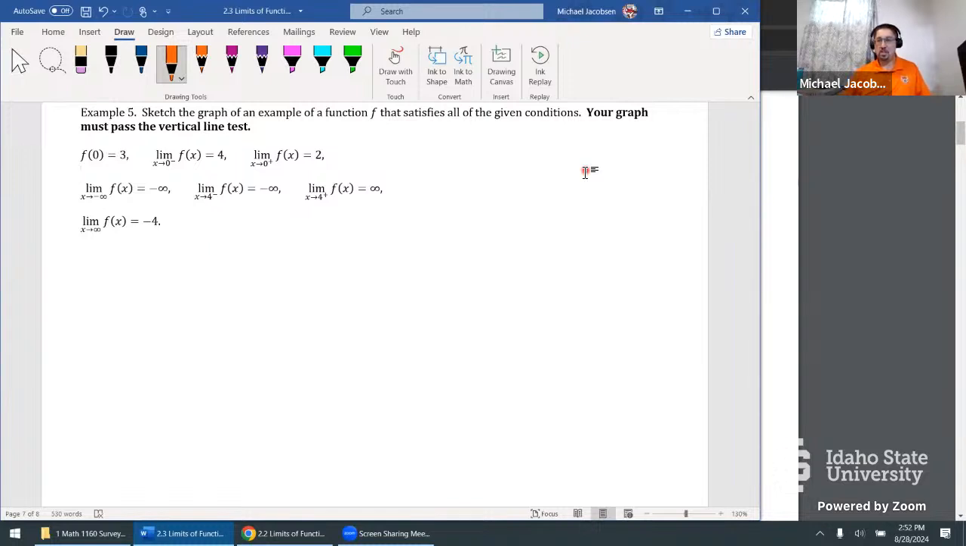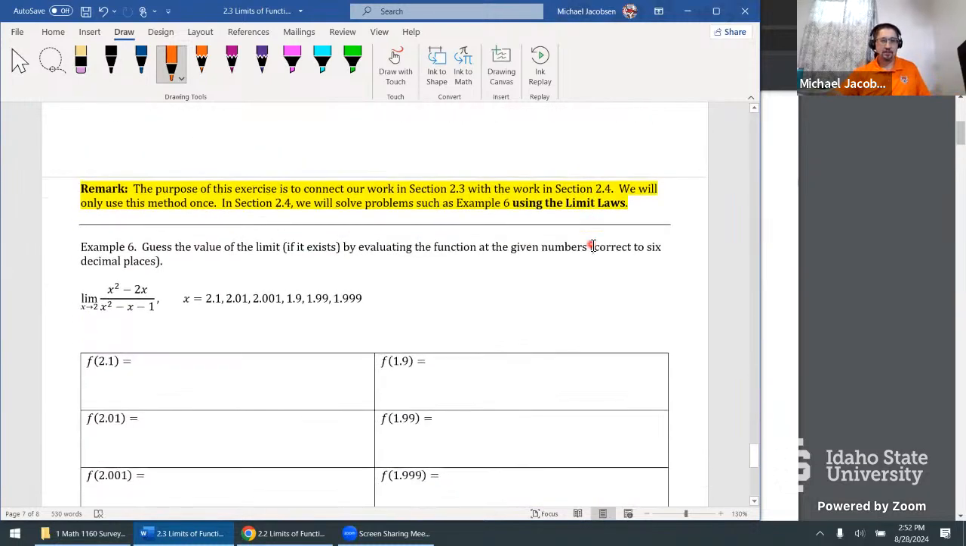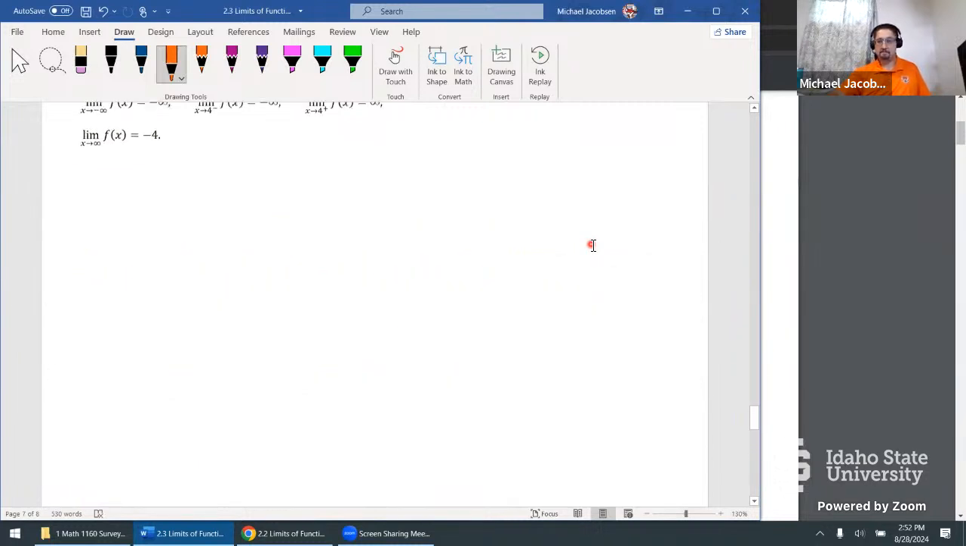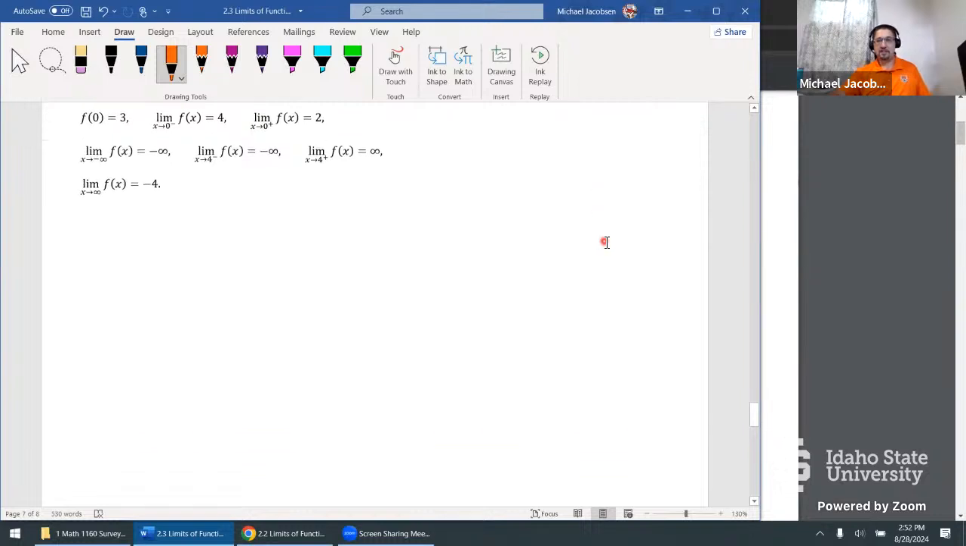So in my opinion, this is a challenging problem, so we'll take our time with this one. I think we have only one more example after these notes. So after this, we'll be in section 2.4. First, let's give this a try.